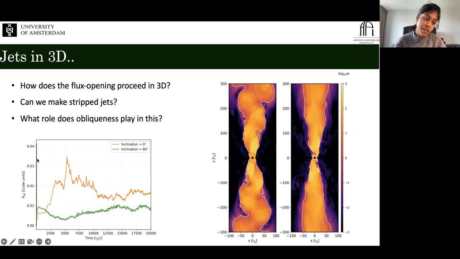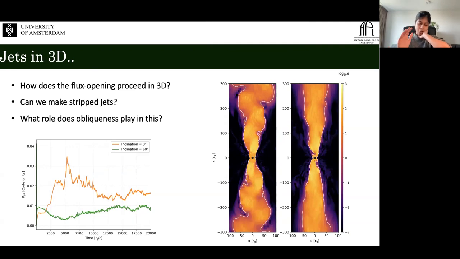To give you an idea, one of the interesting things that came out of this, and these are all in the early stages, is that we tried to check the jet power as a function of time in this simulation. The orange line is showing you the jet power for the aligned case, where you have the magnetic axis and the rotation axis being the same. And the green line is showing you the case where you have a 60 degree inclination between the rotation and the magnetic axis.